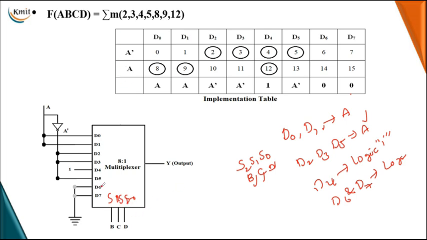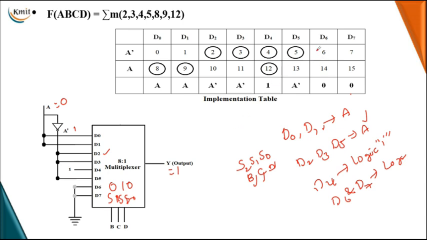So now let me apply 0, 1, 0. If I apply 0, 1, 0 on B, C, D, the data input D2 is transferred to the output, where data input D2 is connected with A bar. Since here it is 0, 0, 1, 0, the A value is 0. So A is 0, A bar will be complemented and you obtain a logical 1 output.